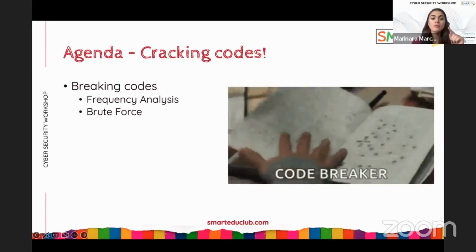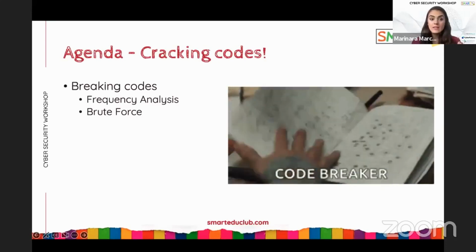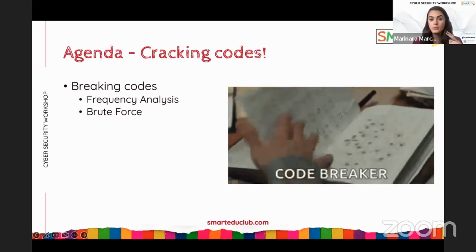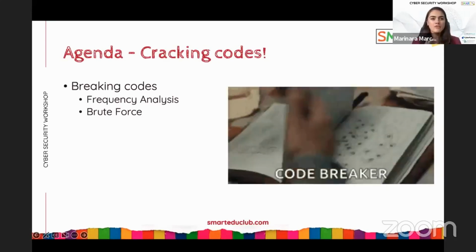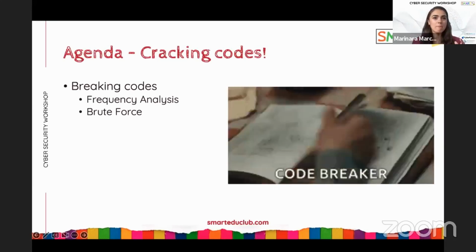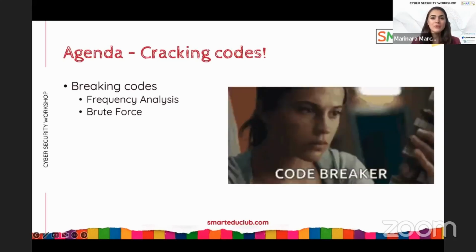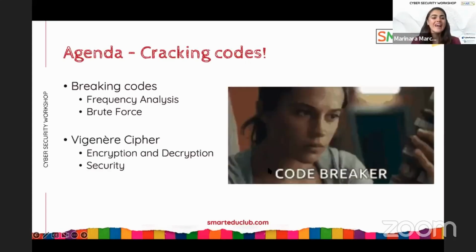So there's 2 of them. One is called frequency analysis, and the other one is called brute force. Has anybody heard of any of these terms before? Is it all new to everyone? Cool. So we're going to work through them together, okay?